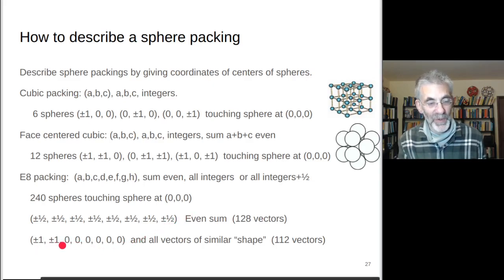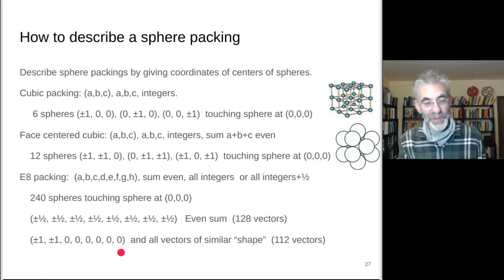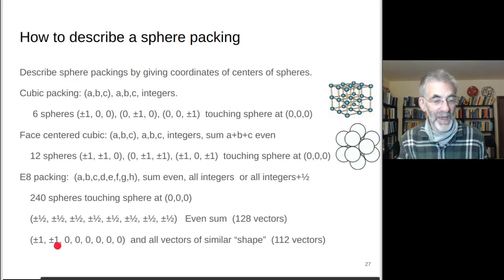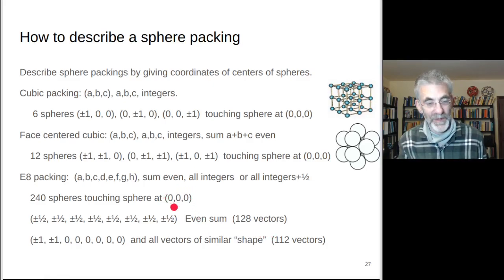Secondly, you could have 2 coordinates that are plus or minus 1, and the number of these is 8 times 7 over 2 for the 2 choices of coordinate, times 2 squared for the possible signs. And if you add these up, you discover there are 240 spheres touching a given sphere.